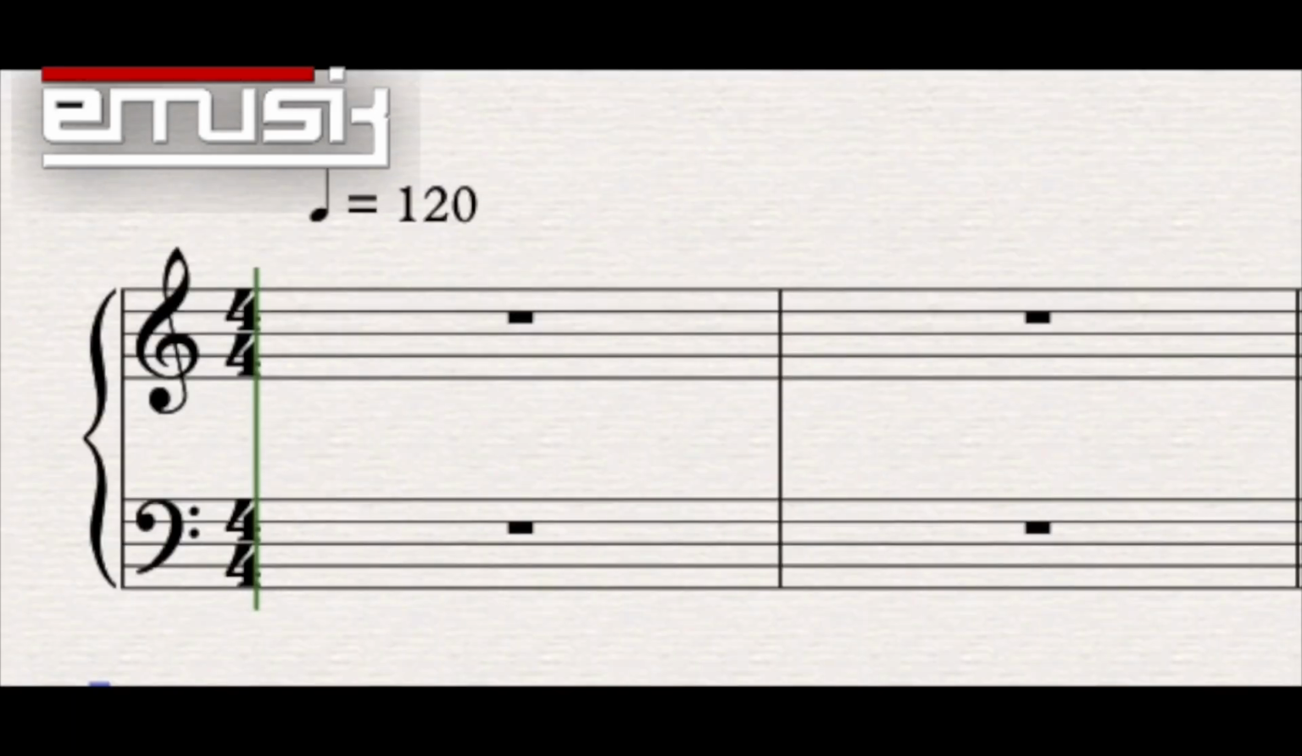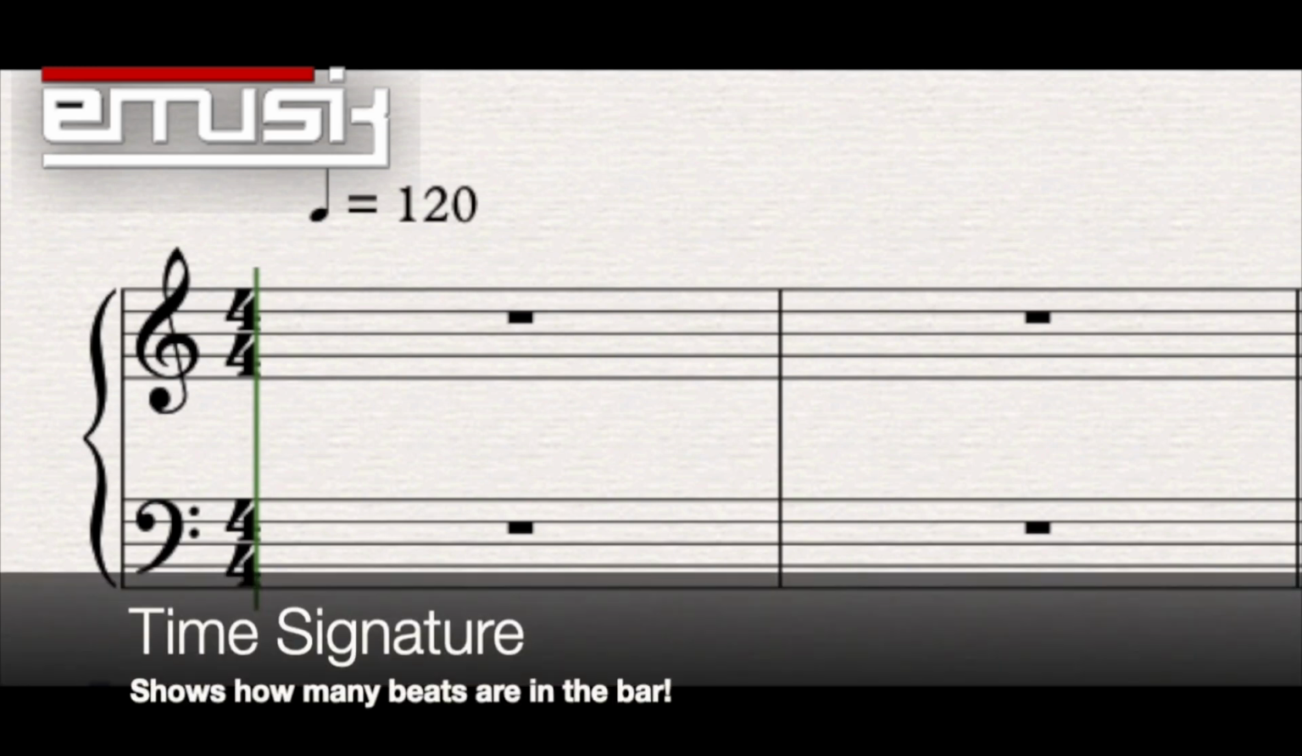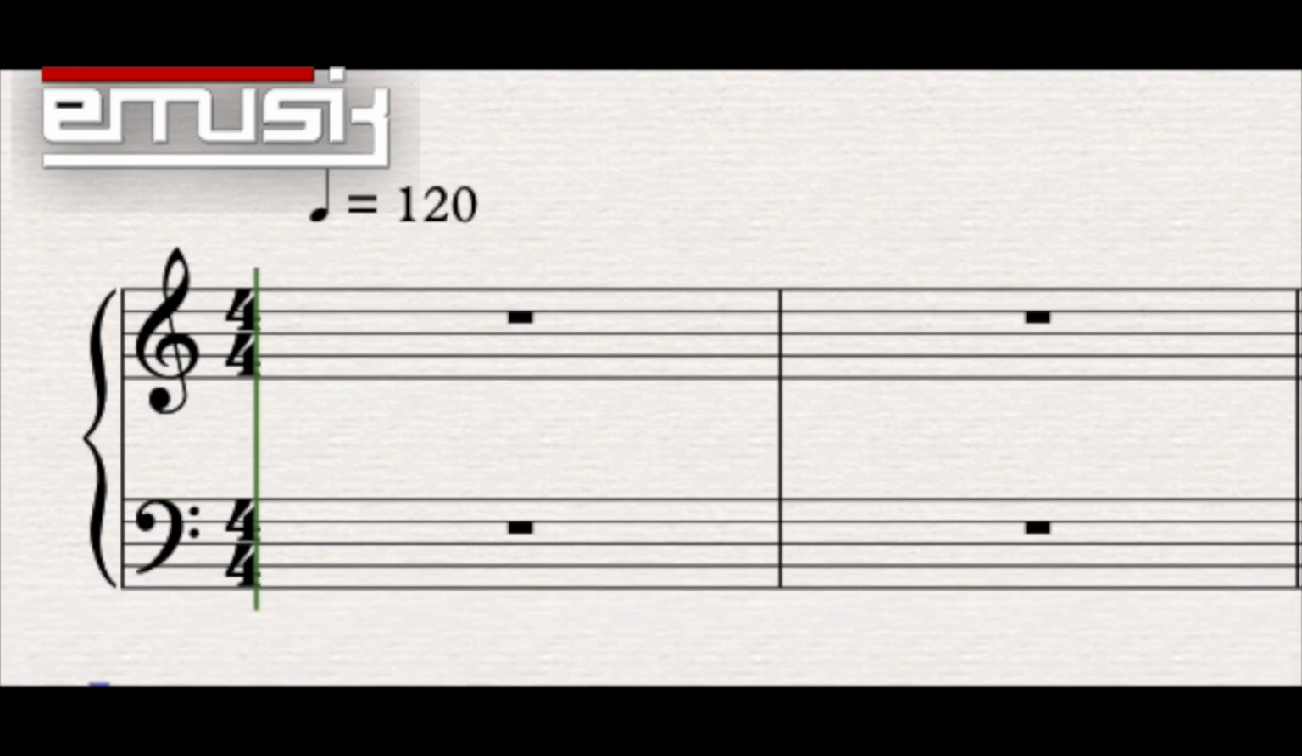Don't panic, okay? So remember when I said music was made up of bars? Well, a time signature tells us how many beats are in those bars. So for example, 4/4 means there's 4 beats in each bar. So if you were to clap your hands in a 4/4 bar at 120 beats per minute, it would sound like this.